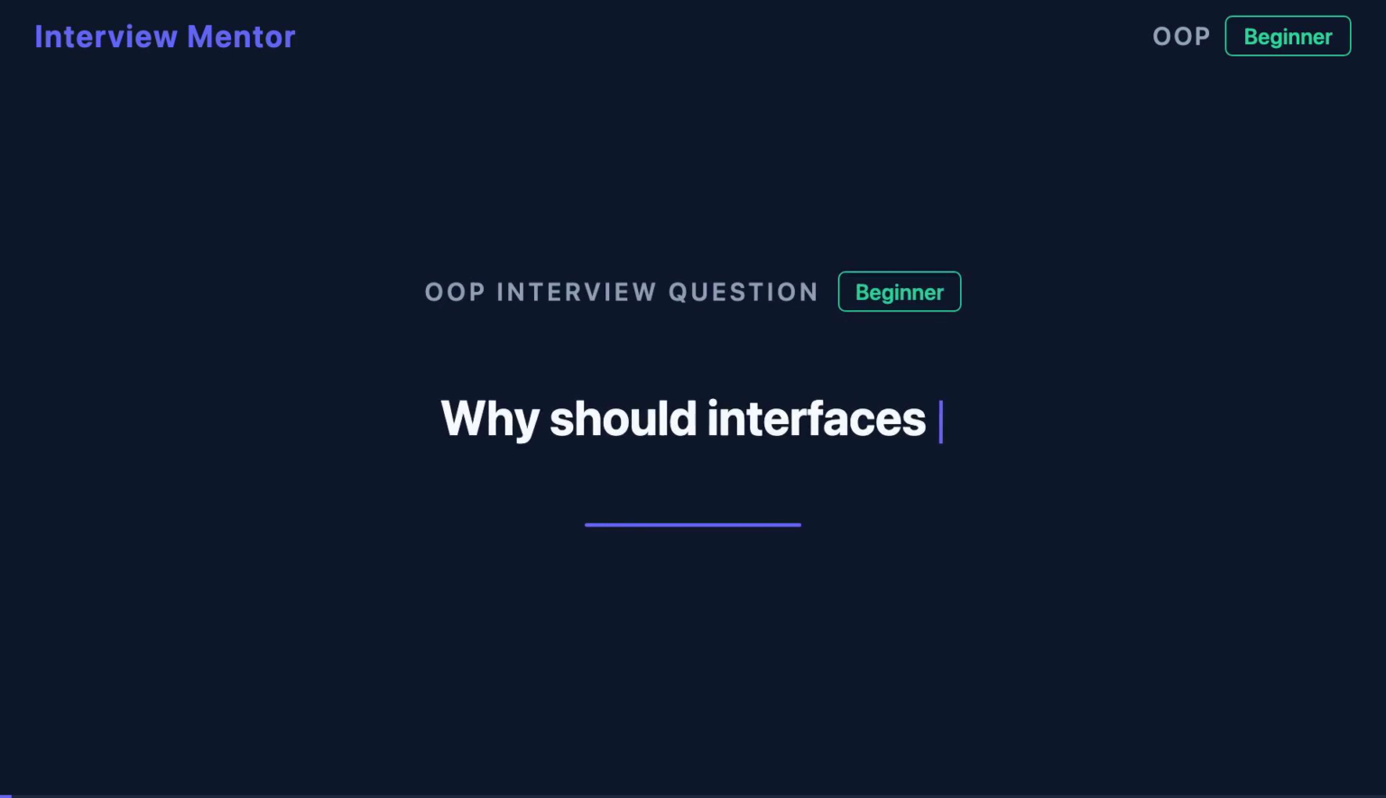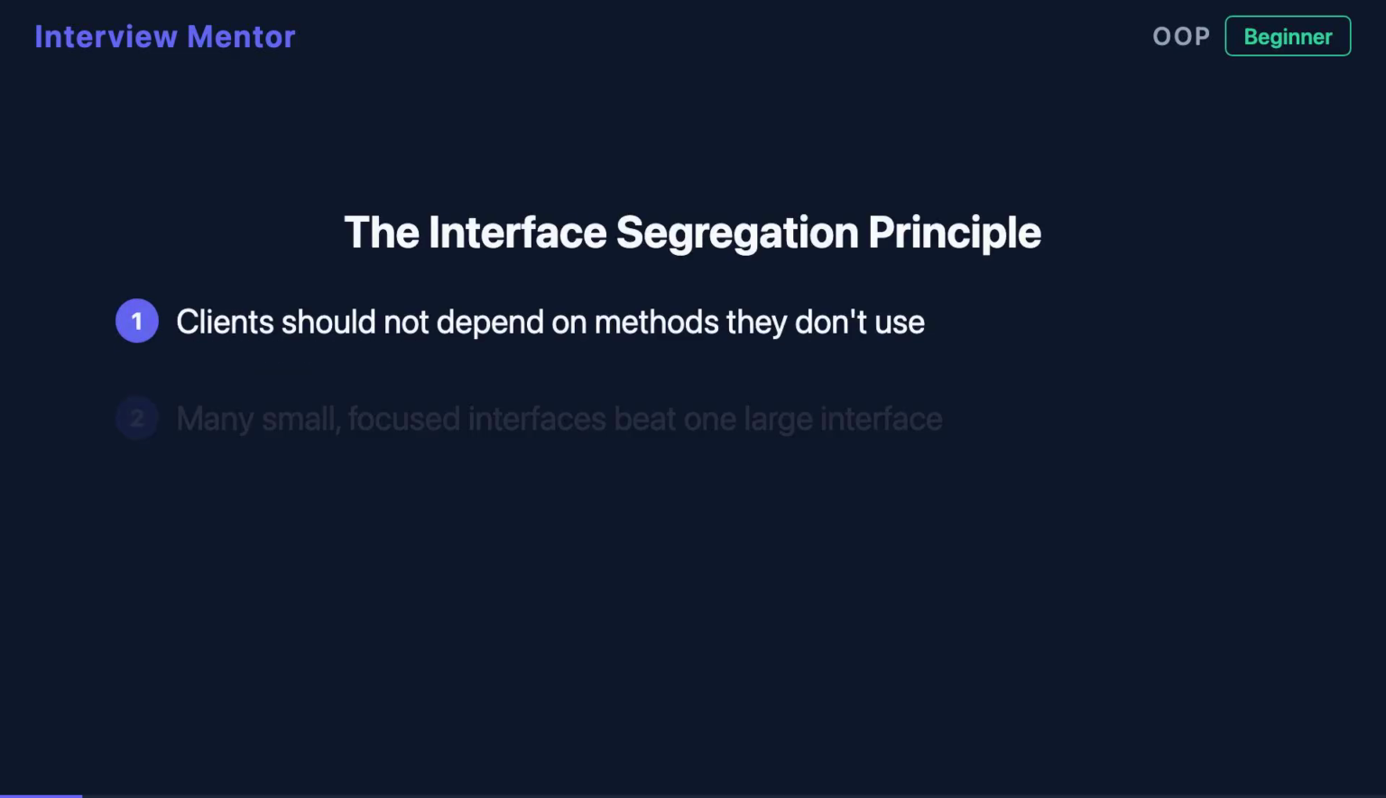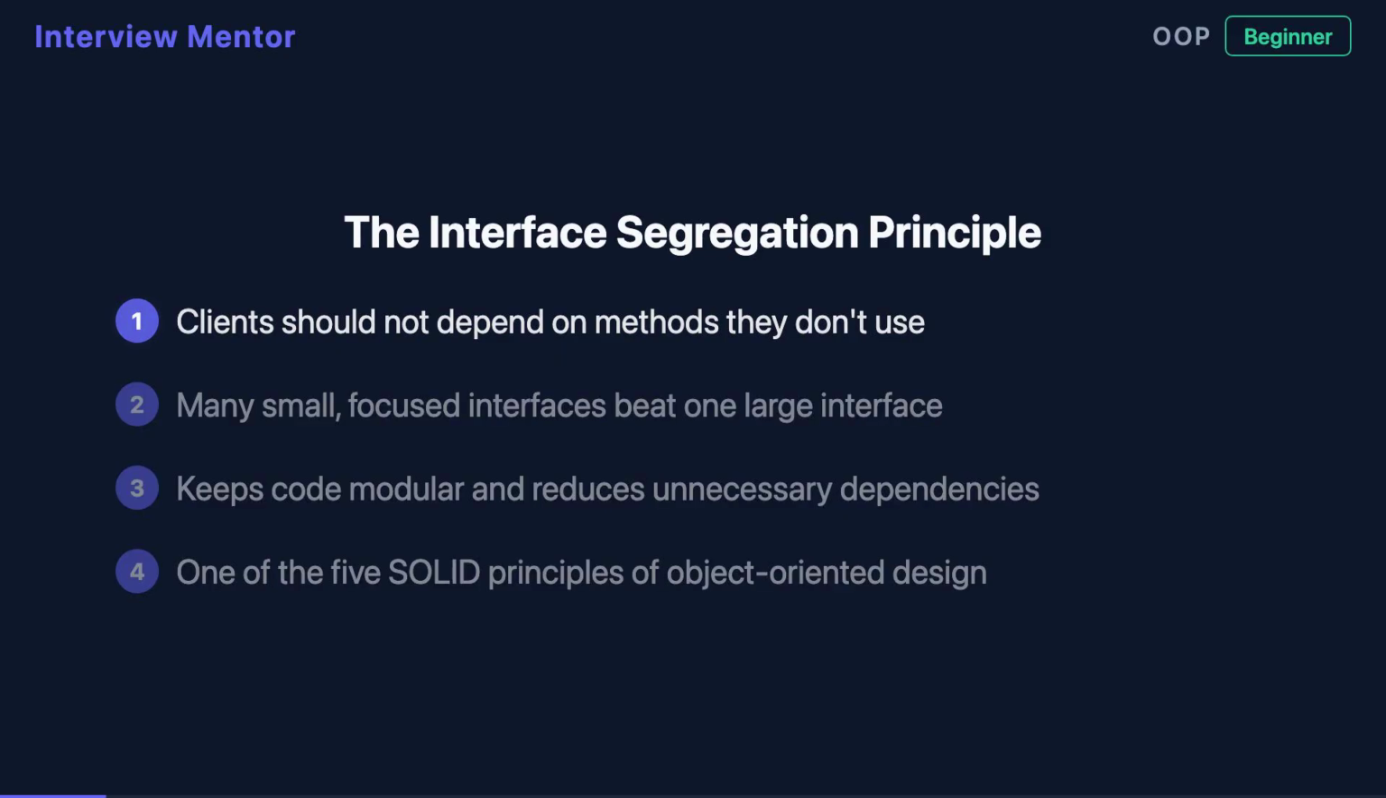Ever implemented an interface only to realize half the methods make no sense for your class? That's a fat interface problem. The Interface Segregation Principle, one of the 5 SOLID principles, states that clients should not be forced to depend on methods they don't use. In other words, it's better to have many small, focused interfaces than one large, bloated interface. This keeps your code modular and prevents classes from being burdened with unnecessary dependencies.